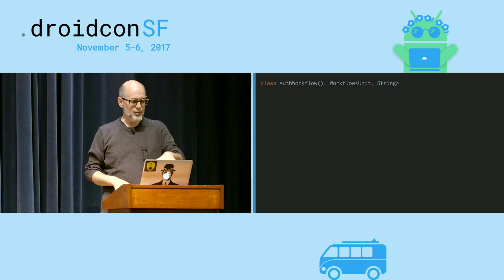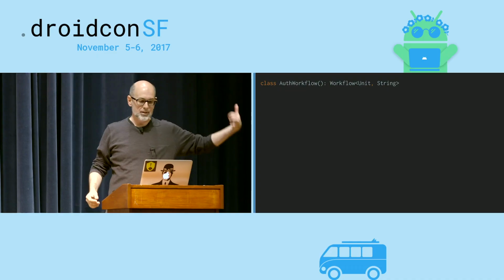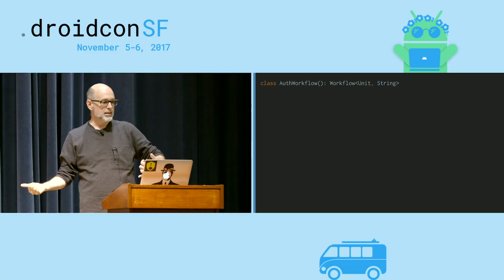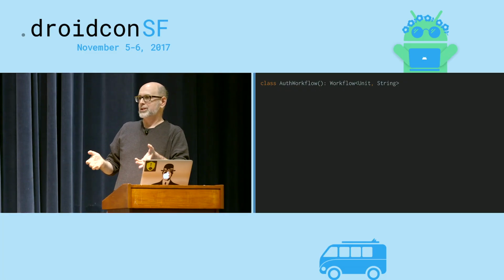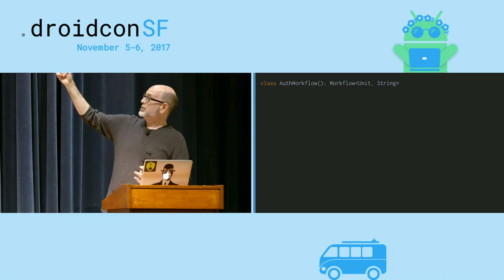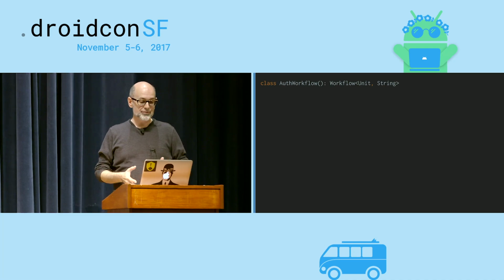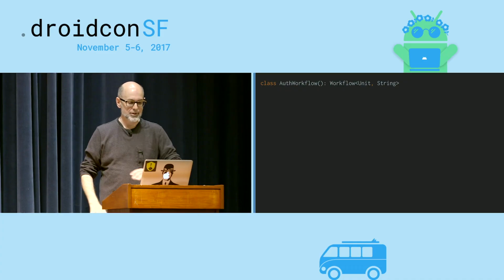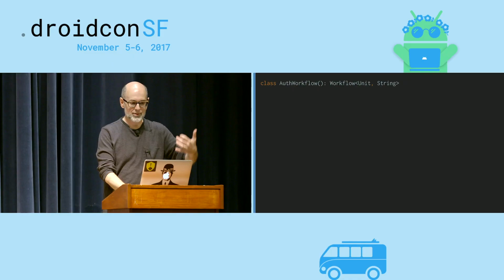Our auth workflow looks something like this. Remember that we have two parameter types on there, something that comes in and something that goes out. Auth workflow doesn't start with any particular interesting information, so it just starts with Unit, one of the two Kotlin moral equivalents of void, except it doesn't involve you ever dealing with nulls, which is nice. And then when our auth workflow ends, it's going to provide some kind of token.